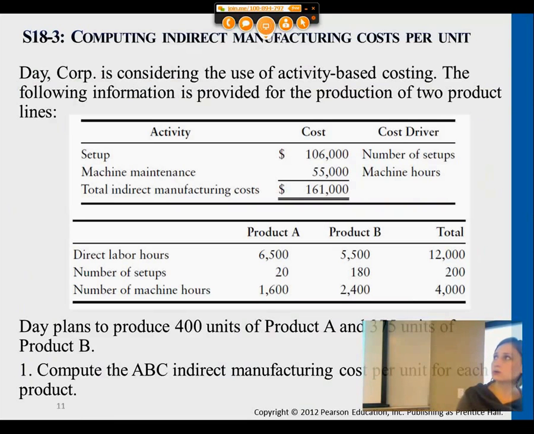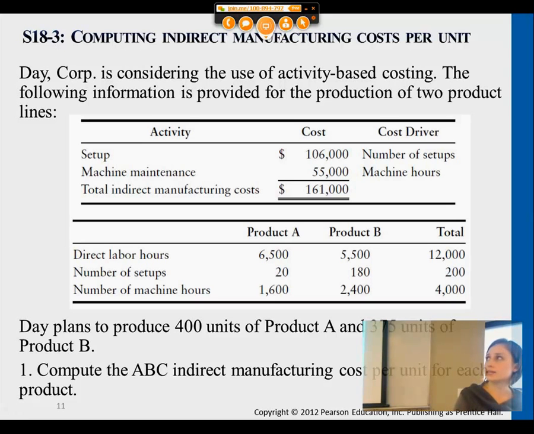Just a quick note, when you see something like this, do you see this S18-3? That's actually in your book. That's out of the book. So when you're going to use those slides that I uploaded for the chapter, the problem itself is in the book. Okay, so what are we doing here?